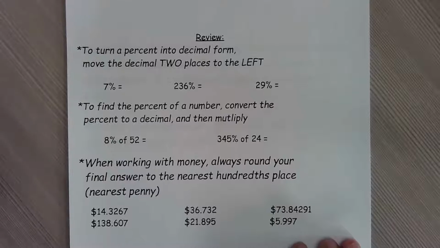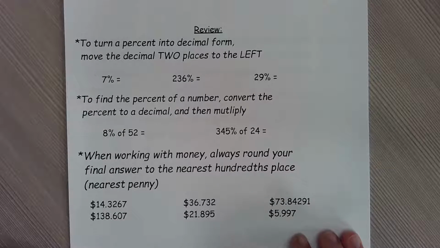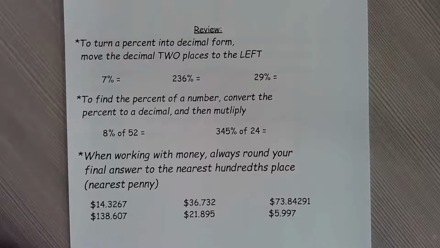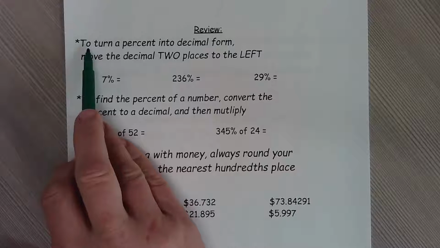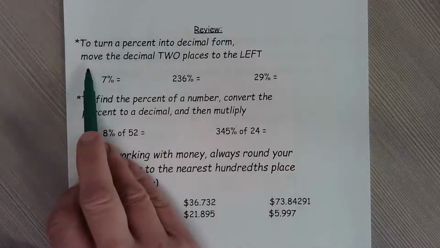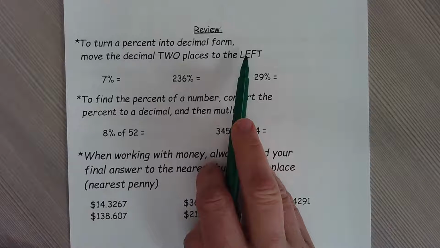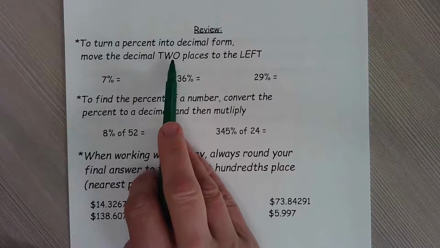So before we get started on some of those newer words, I'd like to review some of the things that we did in the last lesson that are important for this lesson moving forward. So first off, to turn a percent into decimal form, we're going to move the decimal 2 places to the left. And again, it is always 2 places regardless of how many digits you have.